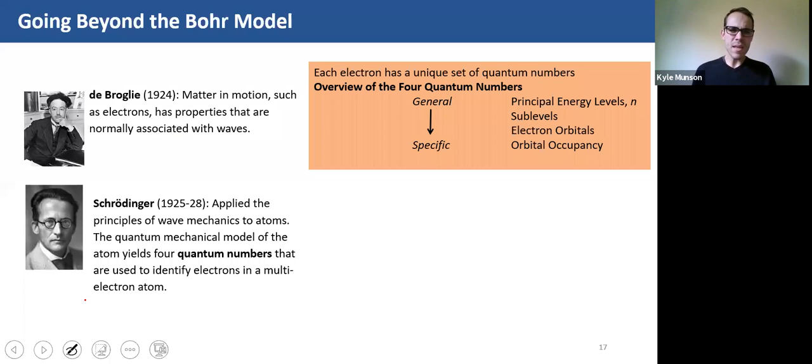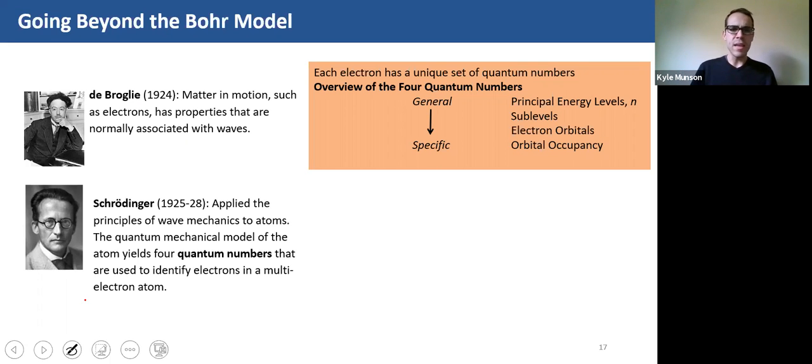So just like we saw with Dalton's atomic theory, the Bohr model is a simplistic model. It actually only works for hydrogen. And so going beyond that, there are more specific models that we can use.